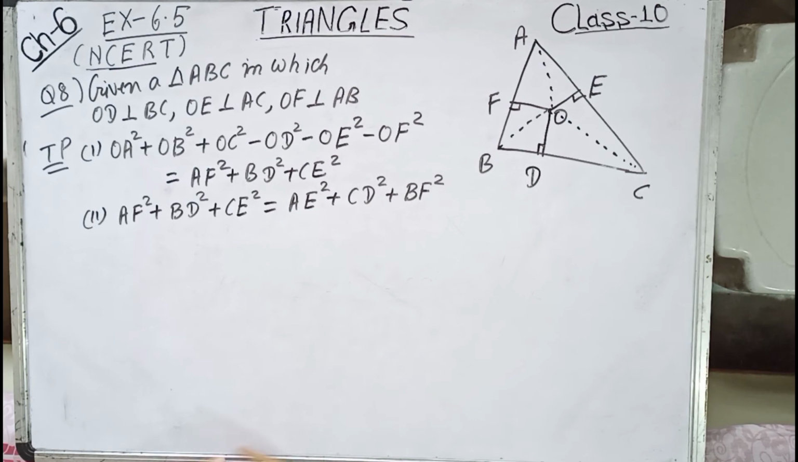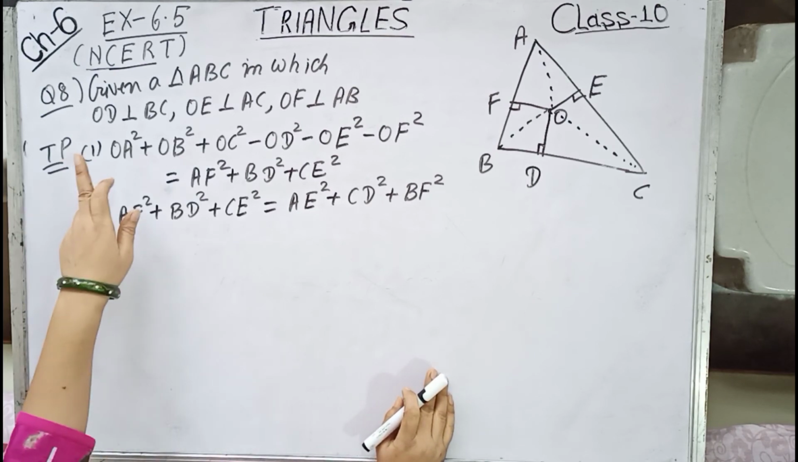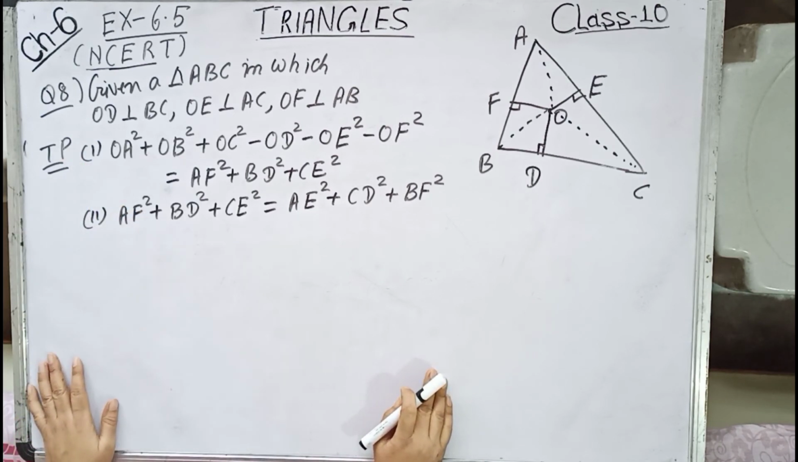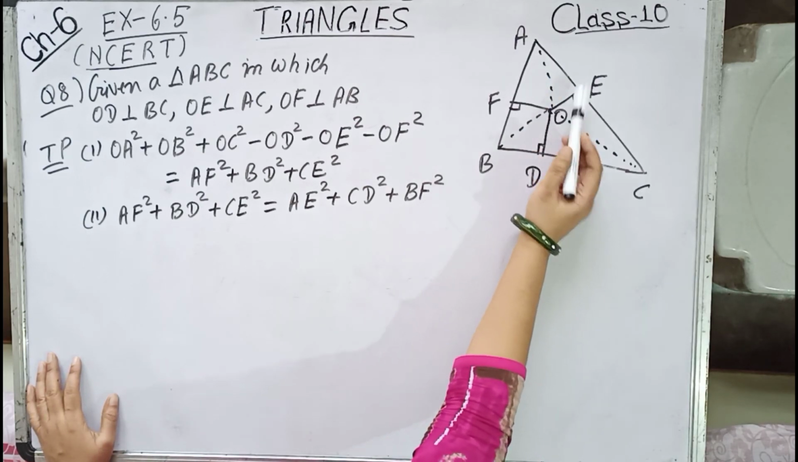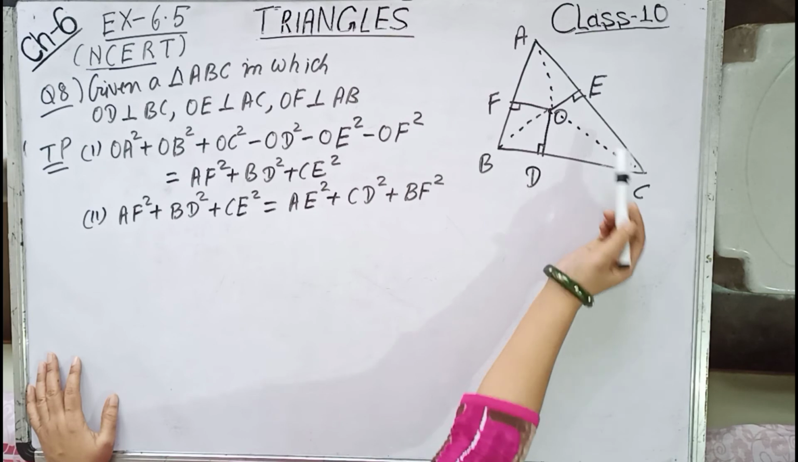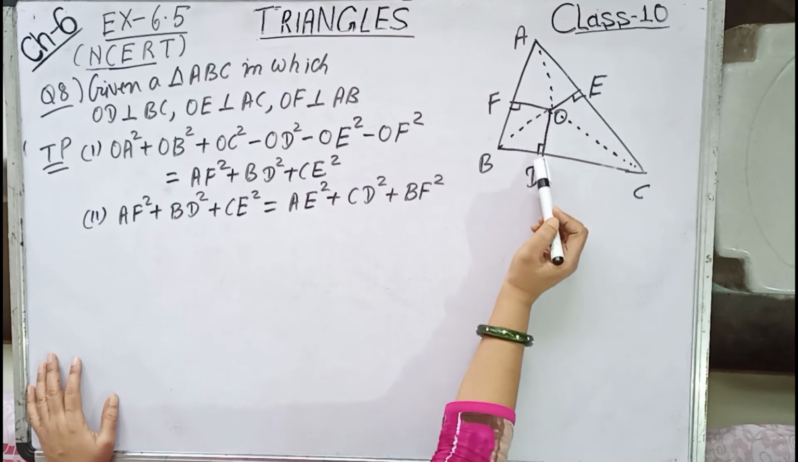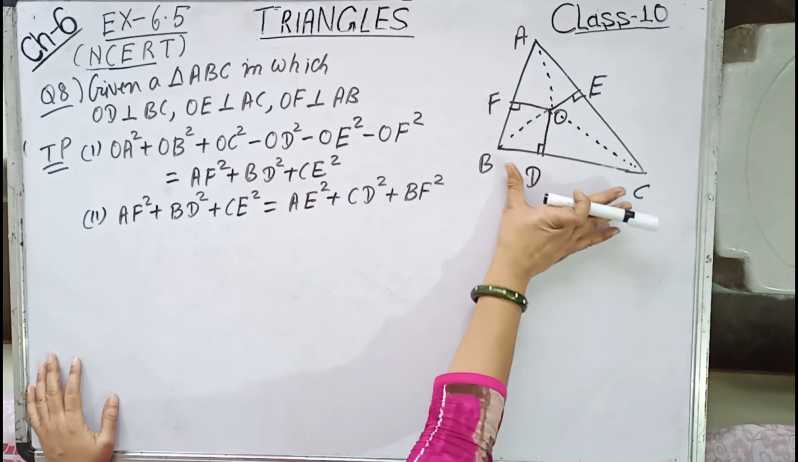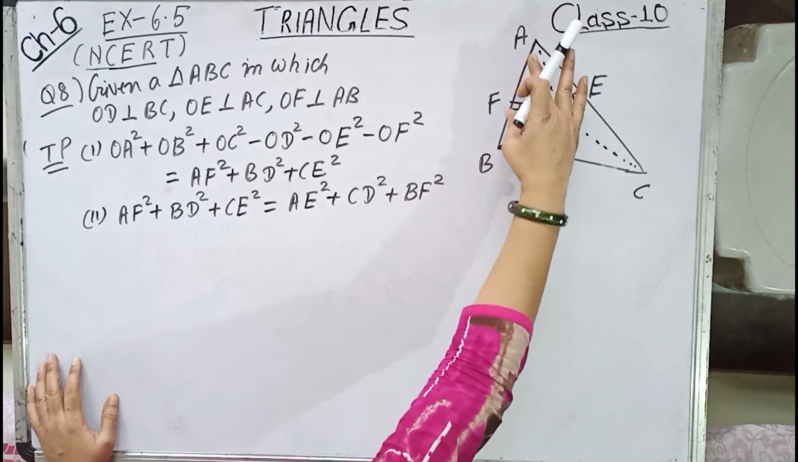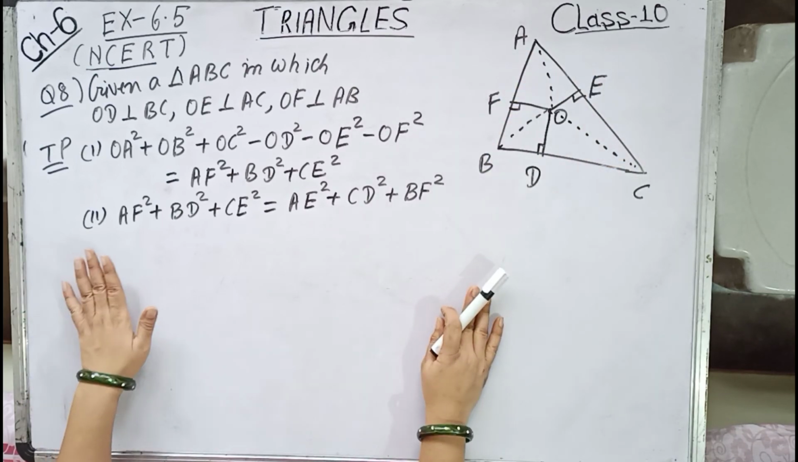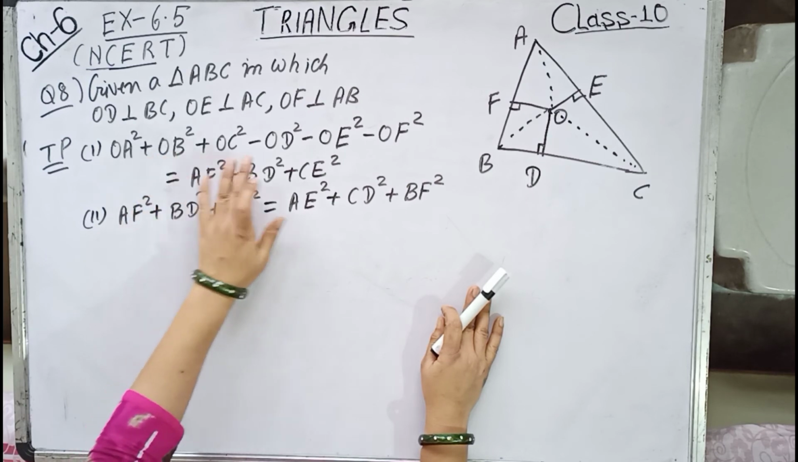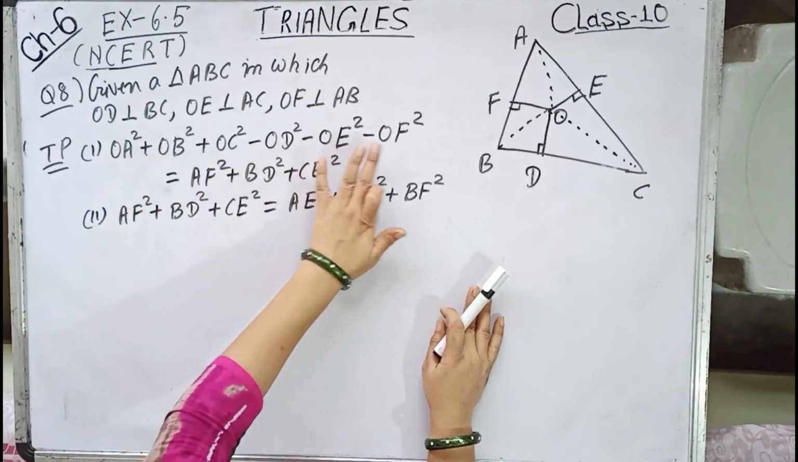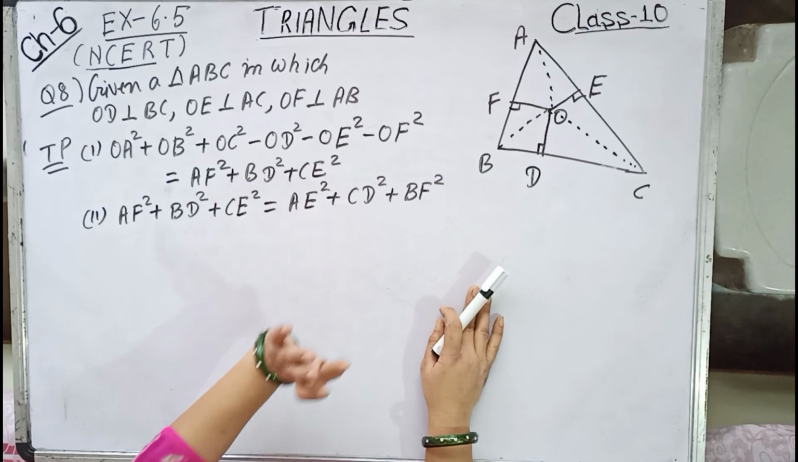Now the next question which I have written over here is question number 8. Question number 8 is saying that a triangle ABC is there in which O is any point inside the triangle ABC. Now from O, OD, OE and OF are drawn perpendicular to BC, AC and AB respectively. We have to prove that OA square, OB square, OC square, their sum minus OD square minus OE square minus OF square equals this much.